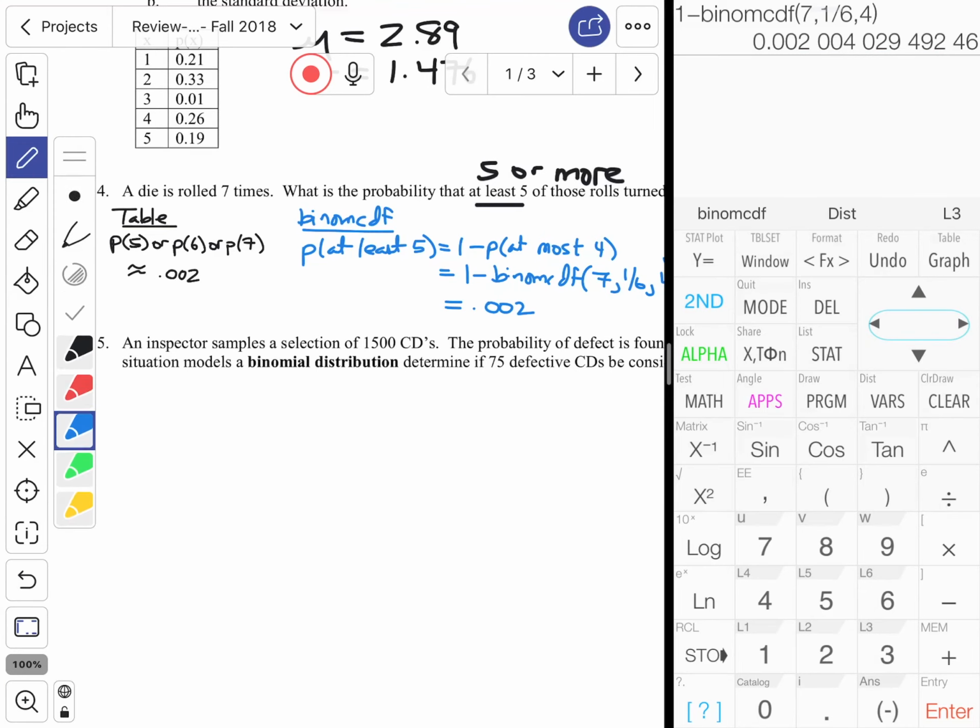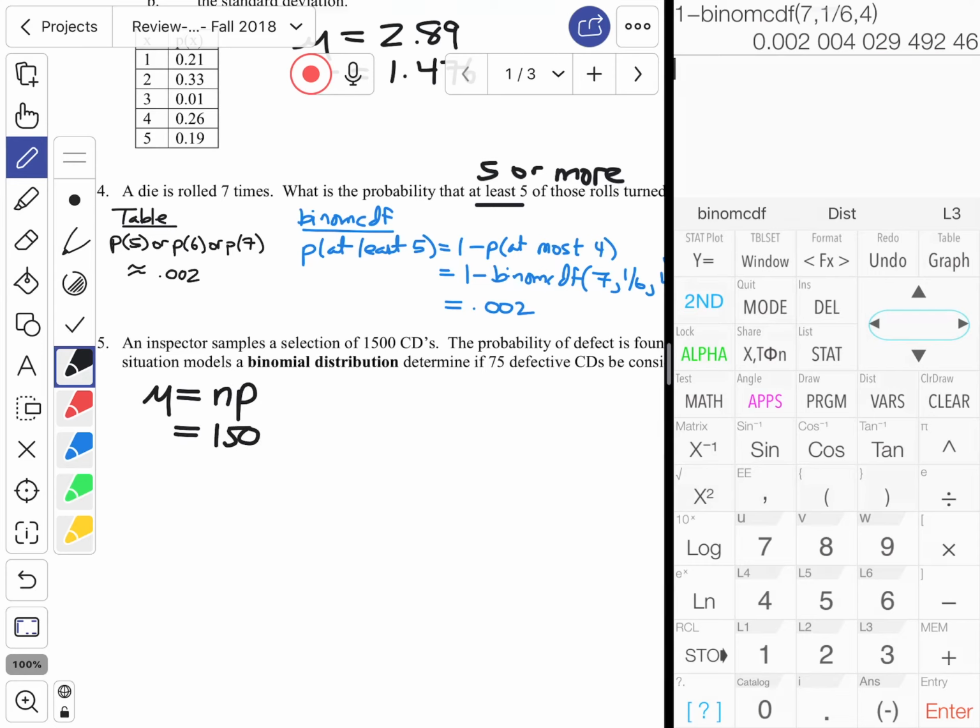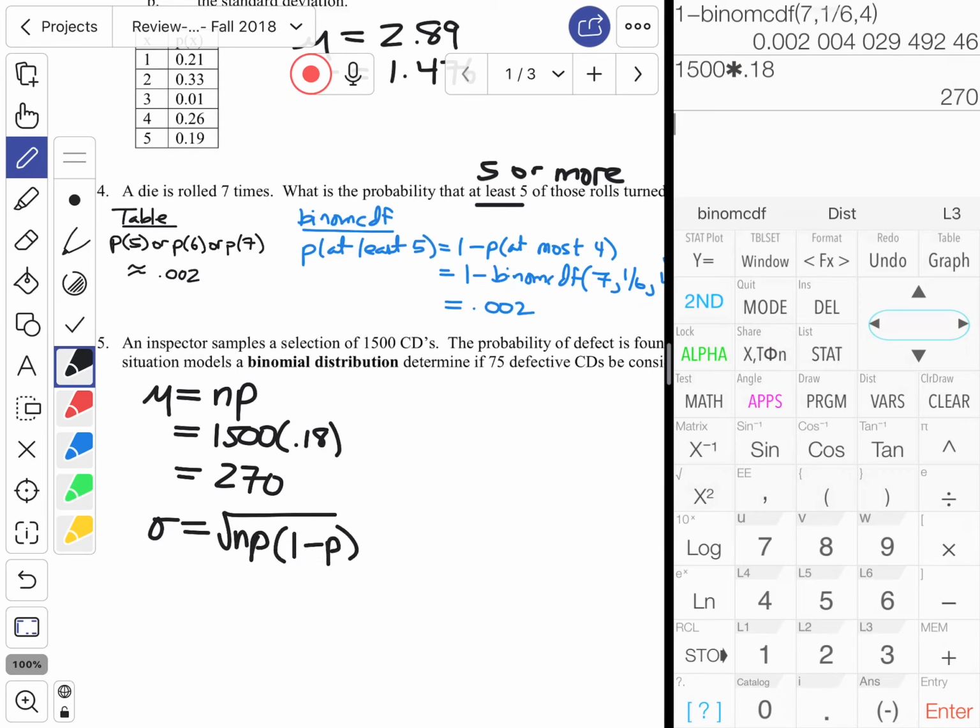So I need the mean. 1,500 times 0.18. Talking about 270. Then the standard deviation is the square root of n p q. Now q is the same as 1 minus p. So 1,500, 0.18, 0.82.